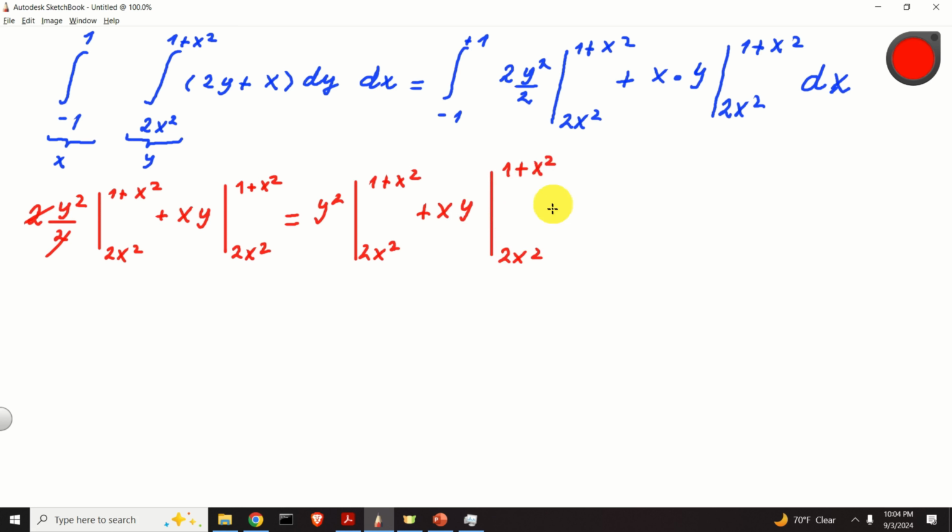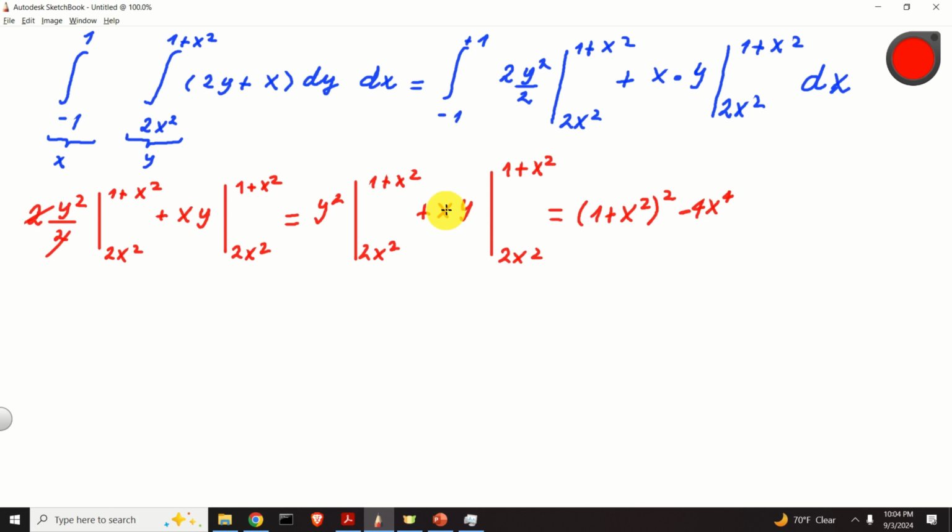And let's substitute the bounds. So let's see what do we have. We have y squared, and the lower limit is 2x squared, and the upper limit is 1 plus x squared. First of all, we need to substitute the upper limit. So we will have 1 plus x squared minus, what do we have here? We have minus 2x squared, then squared. This becomes minus 4x to the power 4.